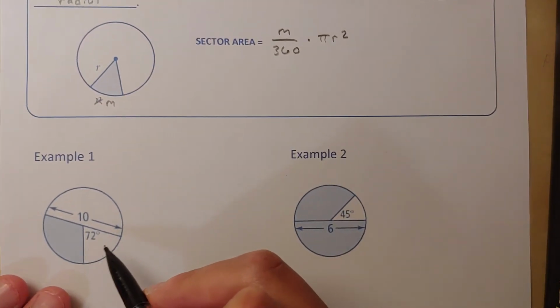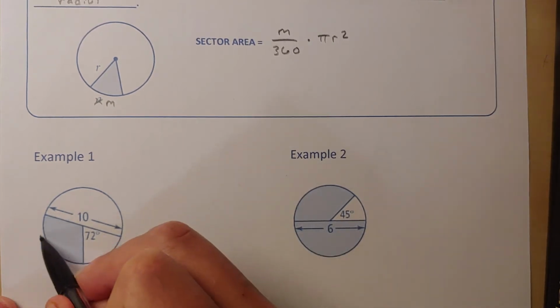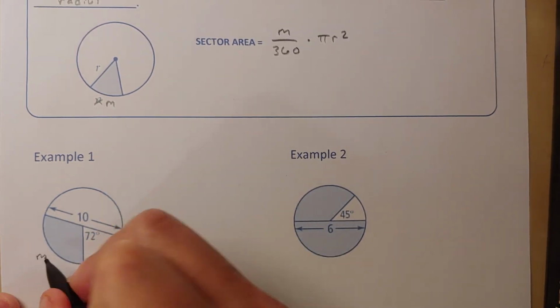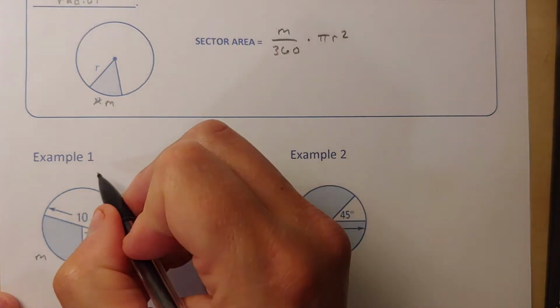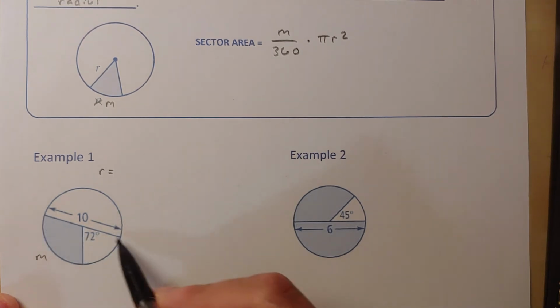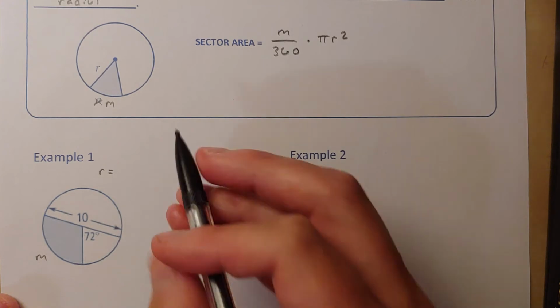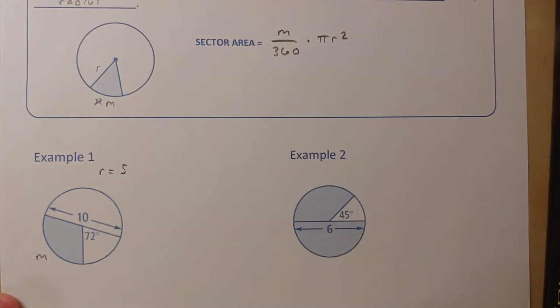As we saw above, to find the area of this shaded region, we're going to need to know two things. We need to know the measure of this arc, which I'm going to call M. We also need to know the radius. Right away, I can see what the radius is. They're showing me this segment here. This is a diameter of 10. So cutting that in half, I know that my radius is 5.